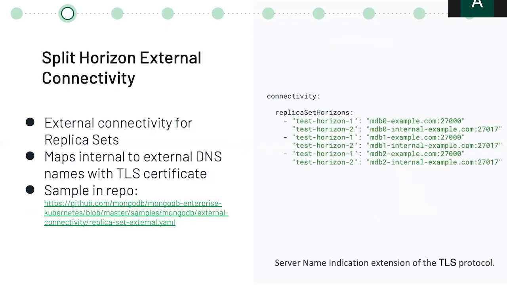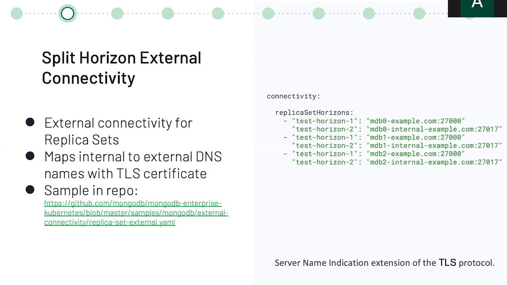Split horizon. We discussed at the very beginning that a replica set has multiple nodes, and the drivers need to be able to connect to each of the nodes in case nodes fail over or change their primary. So what's important is that the application, the user, and the driver need to be able to talk to any of the nodes in the replica set. So we have an additional configuration called replica set horizon, where we can define what are the horizons, or DNS namespaces, if you like, MongoDB can be accessed from.